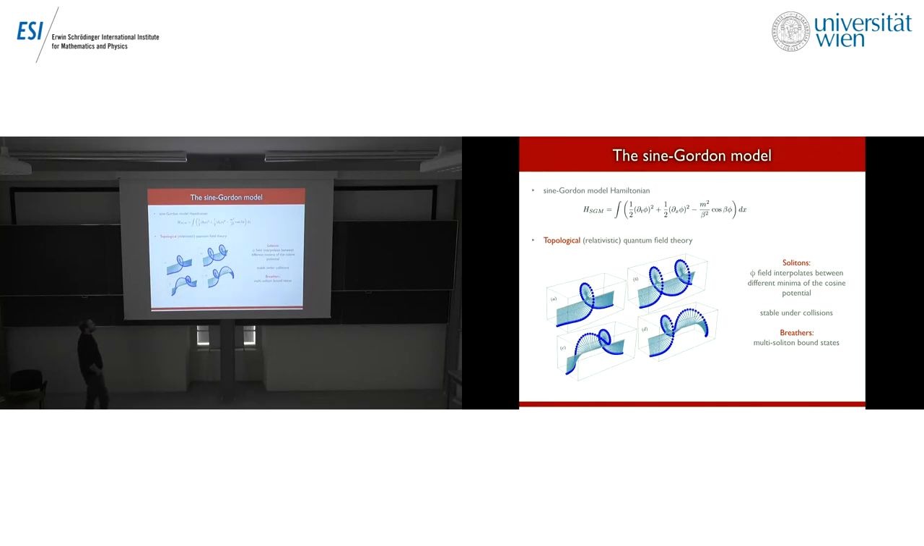And already at the classical level, it possesses topological excitations like solitons. It has been known since the beginning of the previous century, essentially, that solitons interact and scatter with each other without changing their form, so their shape is preserved. And they can also form bound states, which are called breathers. And all of these properties are also present in the quantum model.